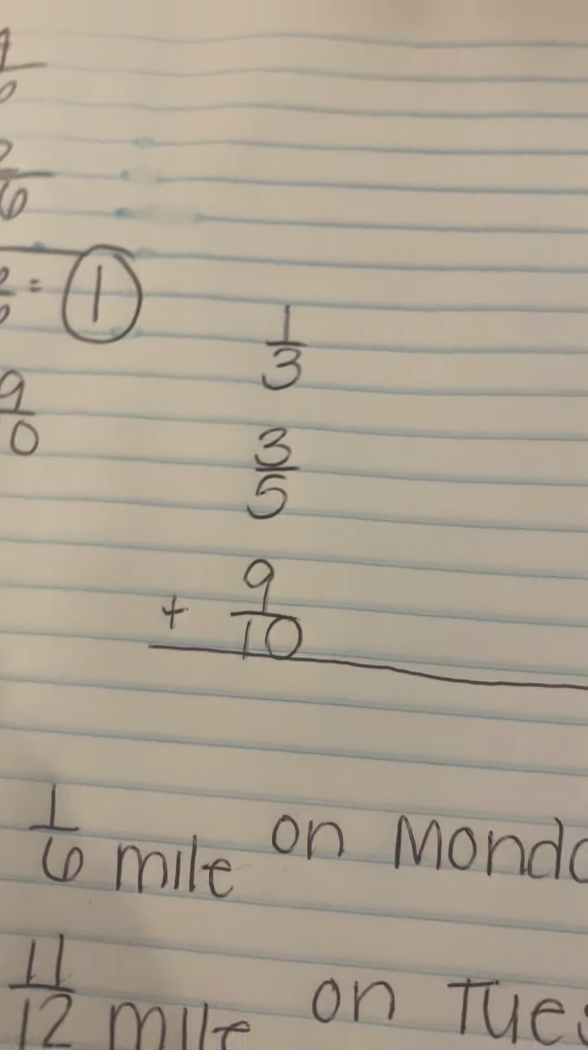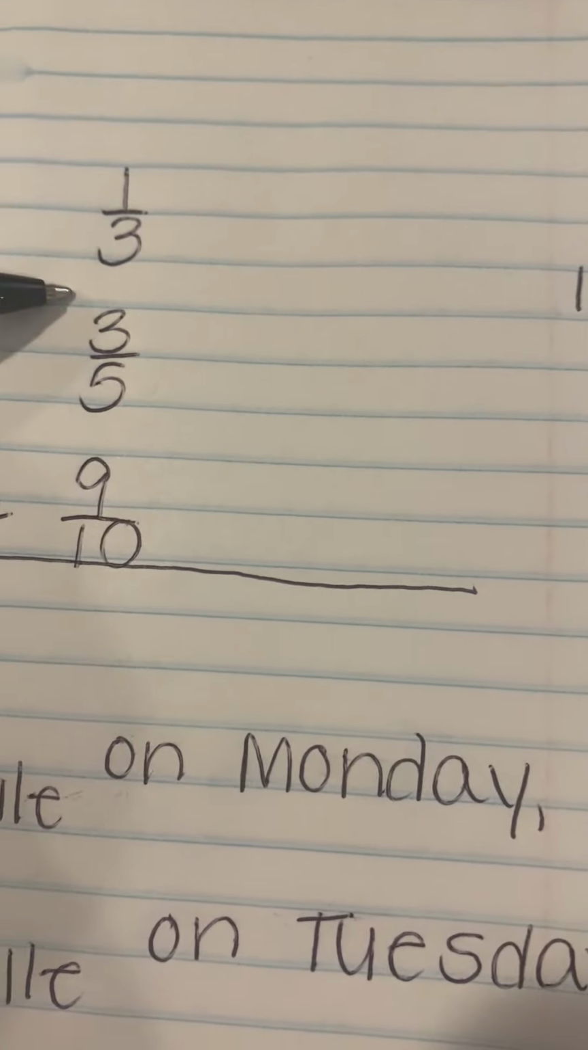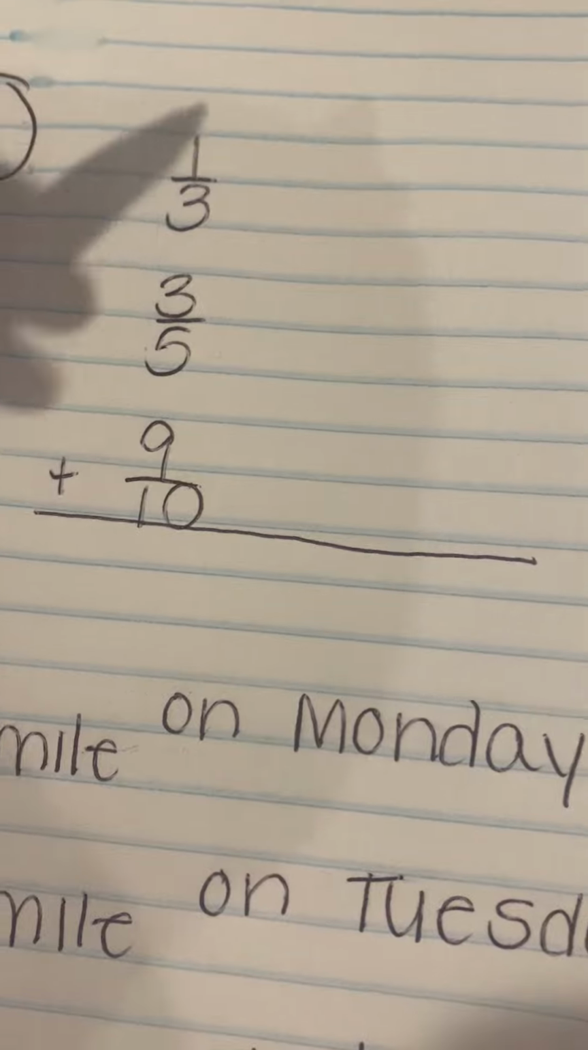Okay, so I need to start with my largest denominator, which is 10. So obviously I'm looking at 10. 10 goes into 10, 5 goes into 10, but 3 does not go into 10. So I have to keep going. And then I have 20. 10 goes into 20, 5 goes into 20, but 3 does not go into 20. And then with 30, 10, 5, and 3 all go into 30.